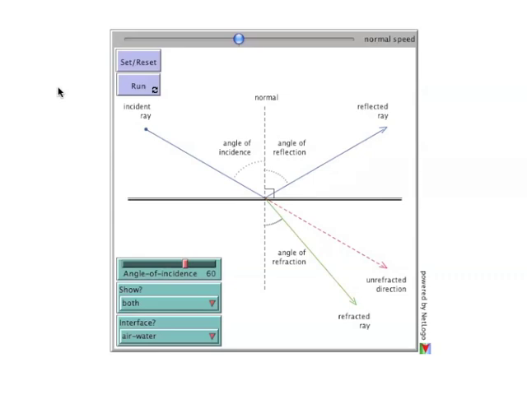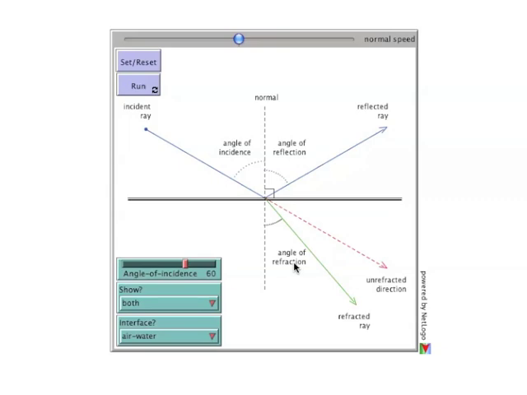Doing this brings up a diagram showing a ray of light falling onto an air-water interface with a 60-degree angle of incidence. Labels identify a line normal to the surface, the incident, reflected, and refracted rays of light, the path the light would have taken if it were not reflected or refracted, and the angles of incidence, reflection, and refraction. These labels are only visible during the initial setup.